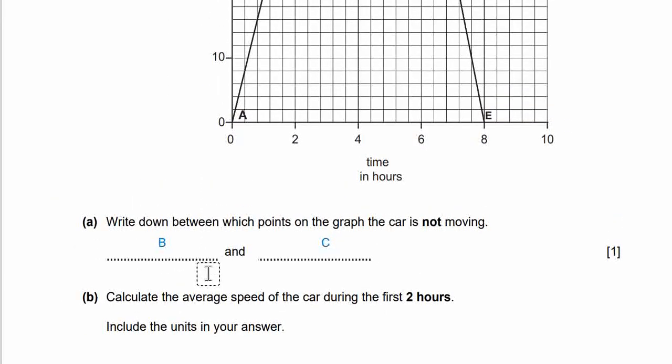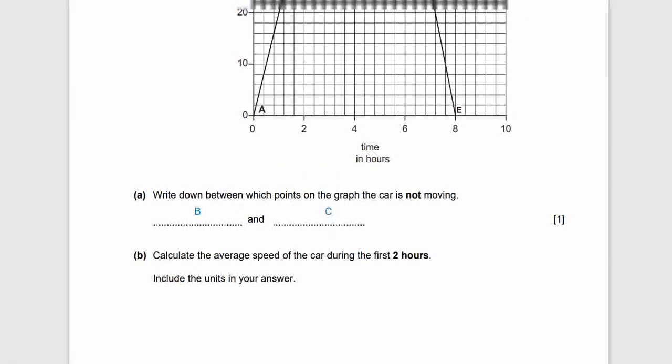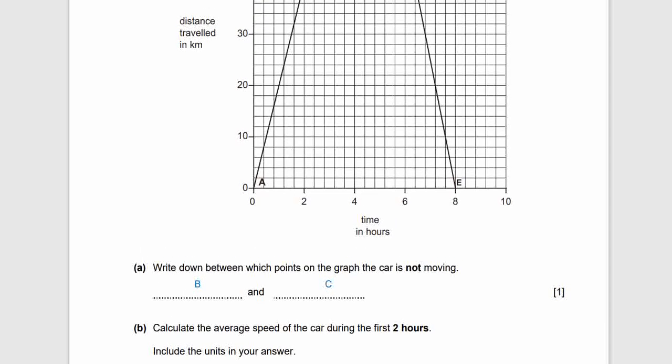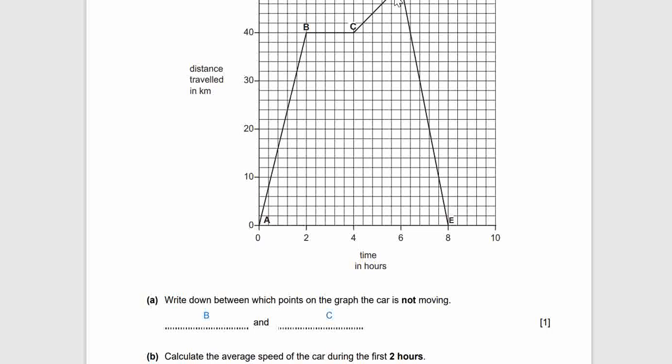Question B. Calculate the average speed of the car during the first 2 hours. Include the units in your answer. So the first 2 hours will be, refer to the time here, it is 2, first 2 hours, and the distance is 40.